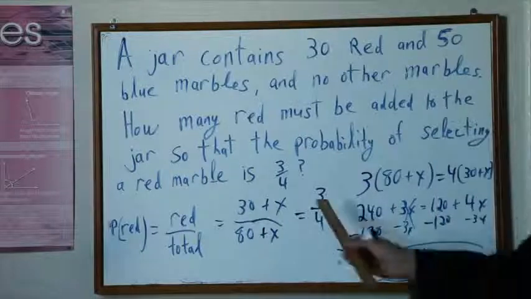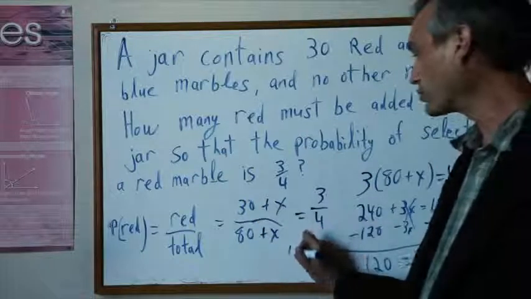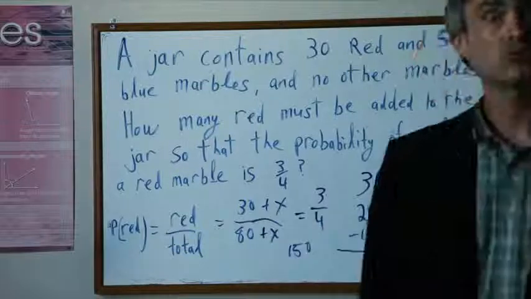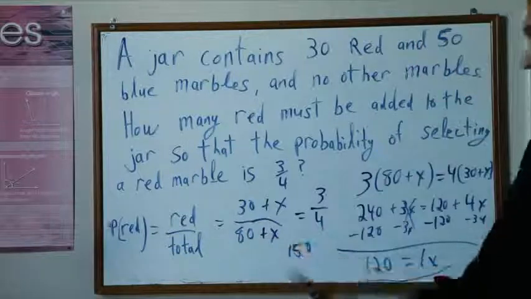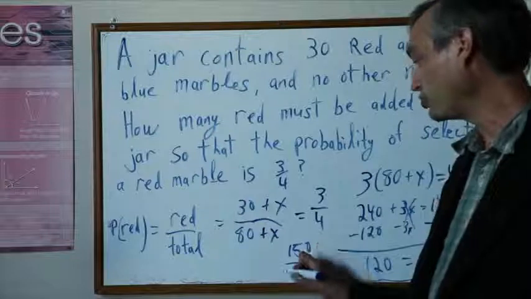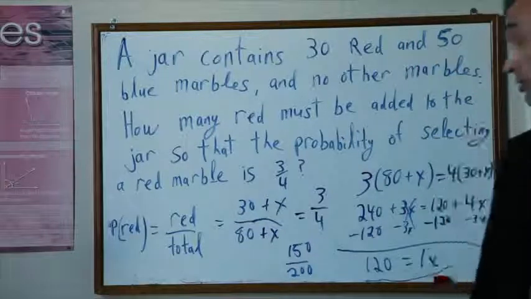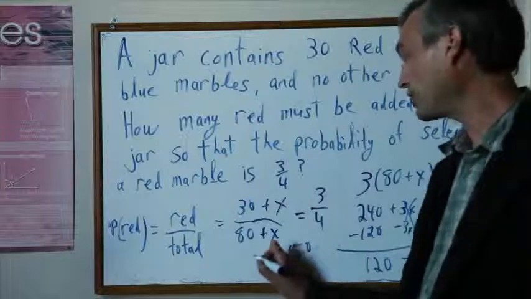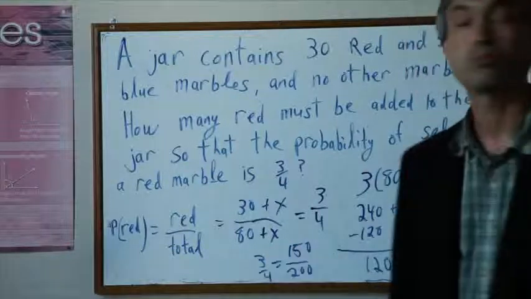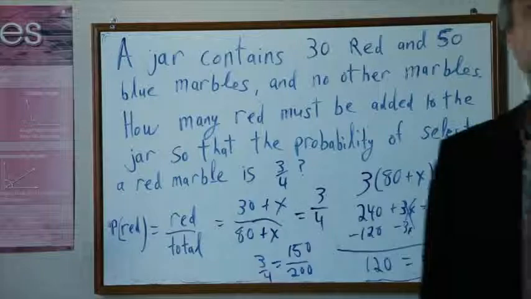Let's check it. 120 plus 30 would give us 150 red marbles. 120 plus 80 would give us 200 total marbles in the jar. Type it into your calculator and you will see that it does in fact reduce to the desired probability of 3/4.